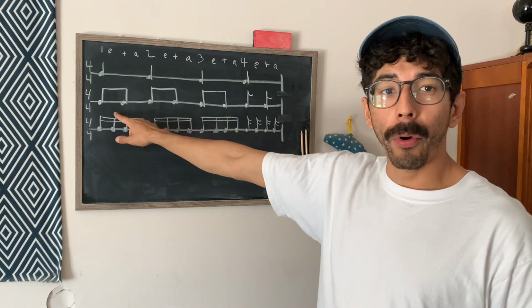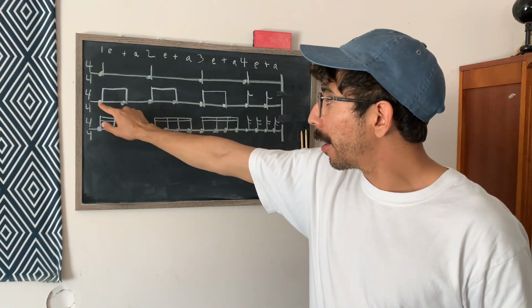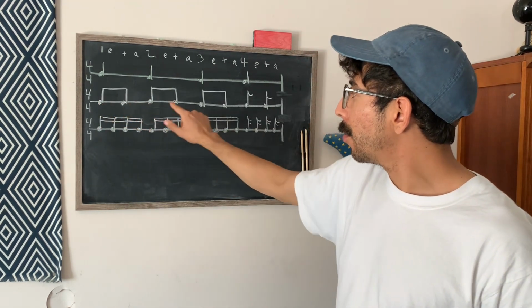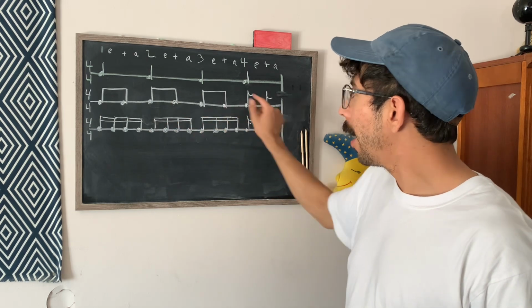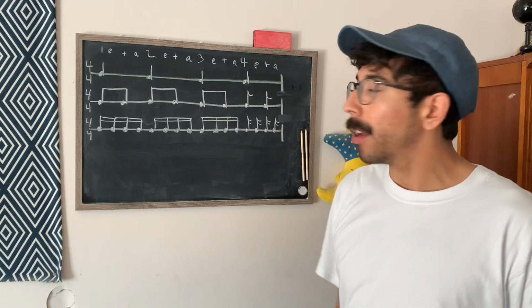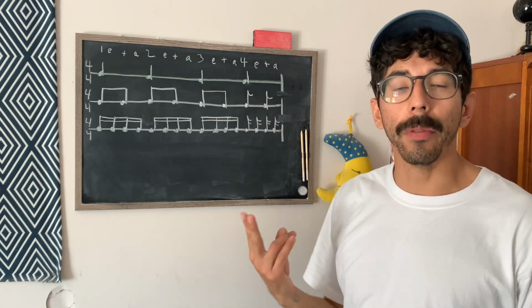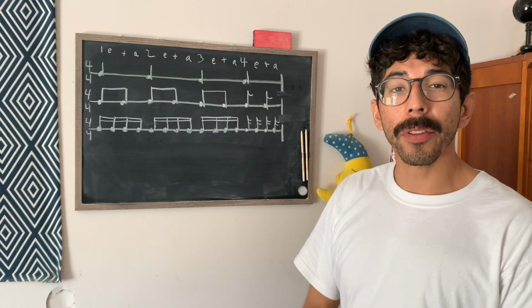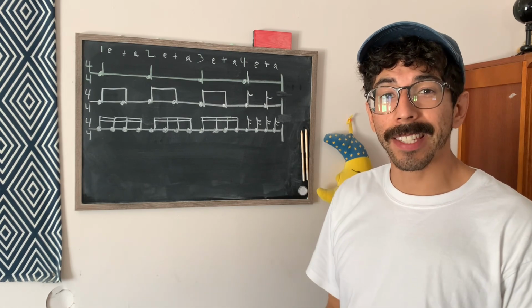So if we're in 4/4 again, we're going to count 1 and 2 and 3 and 4 and 1 and 2 and 3 and 4 and so for every quarter note, there are 2 eighth notes. Now we're going to go a step further, and we're going to do 16th notes.